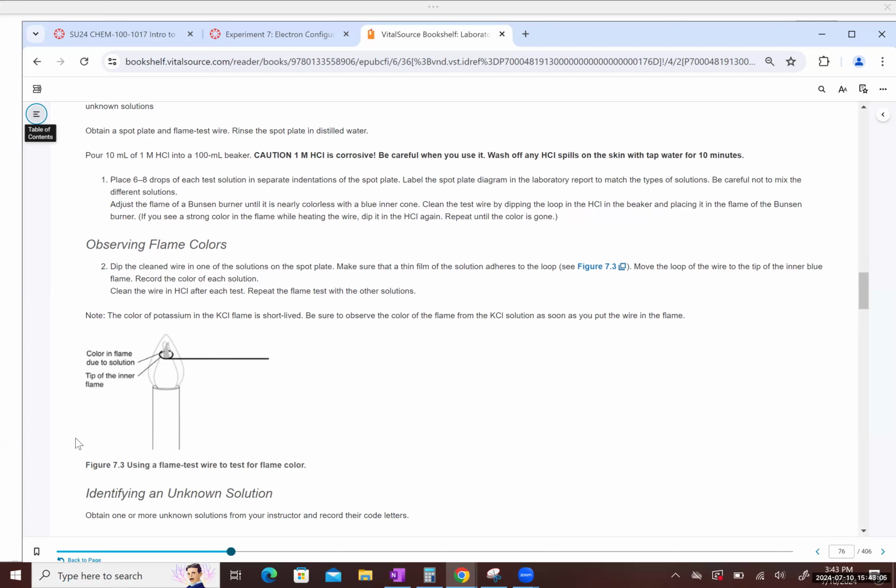So in this case, if you place a solution of a metal ion in a flame, that in turn excites the electrons found in each metal ion, which leads to transitions between energy levels.